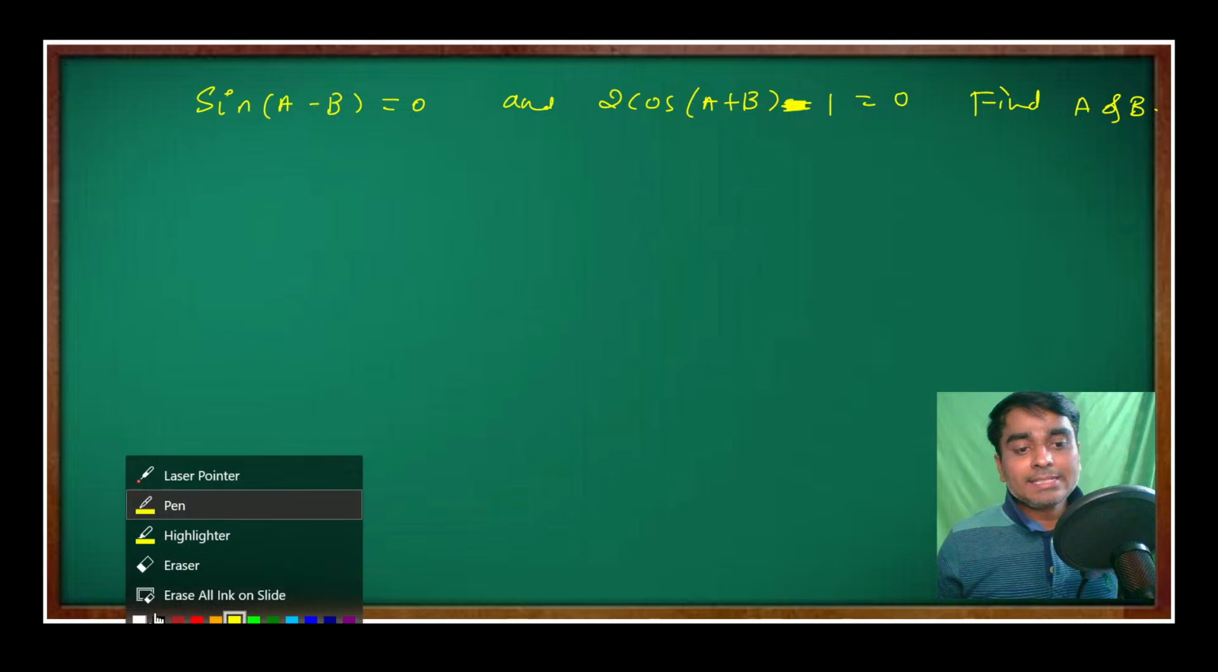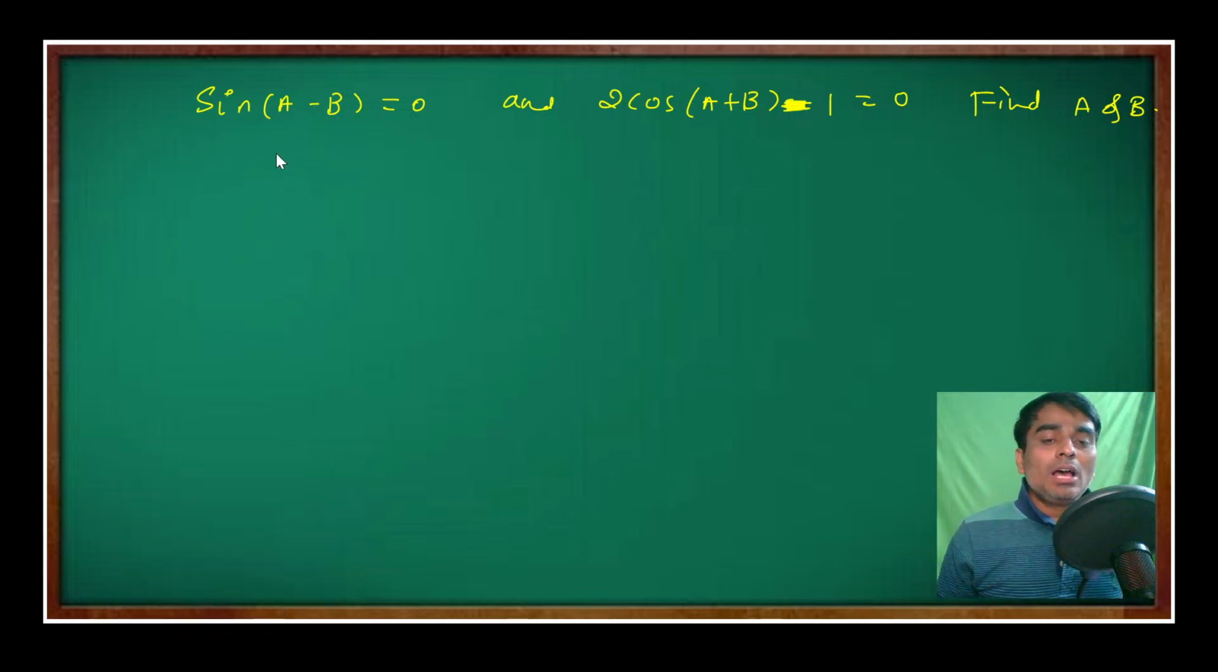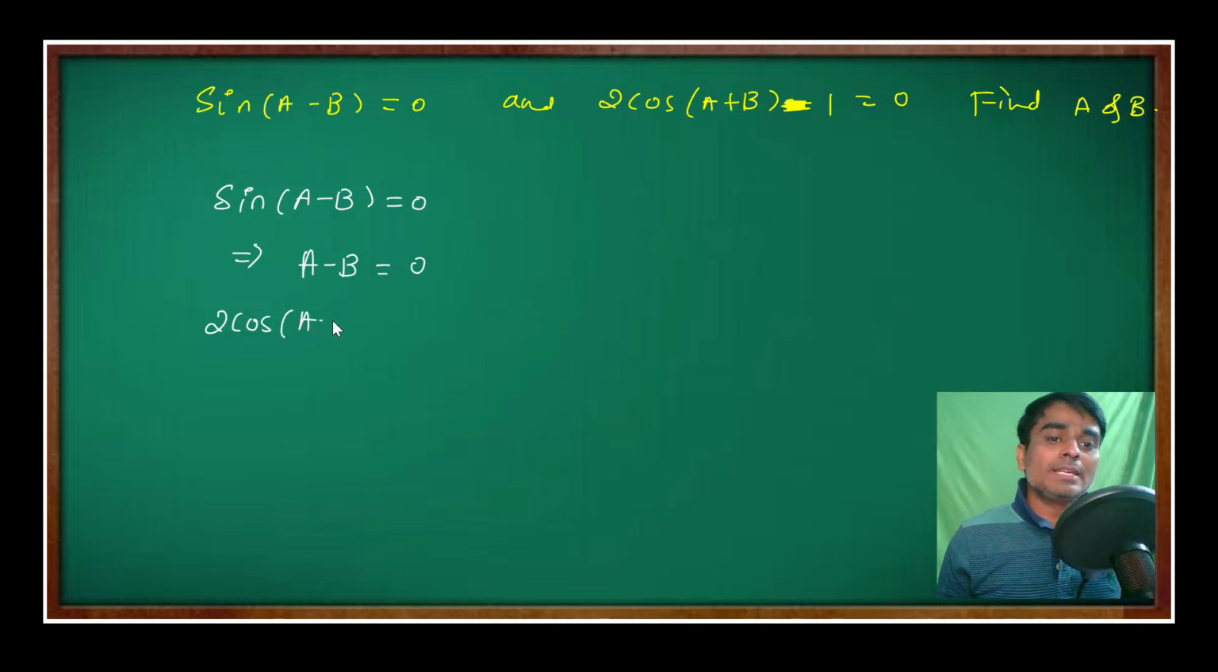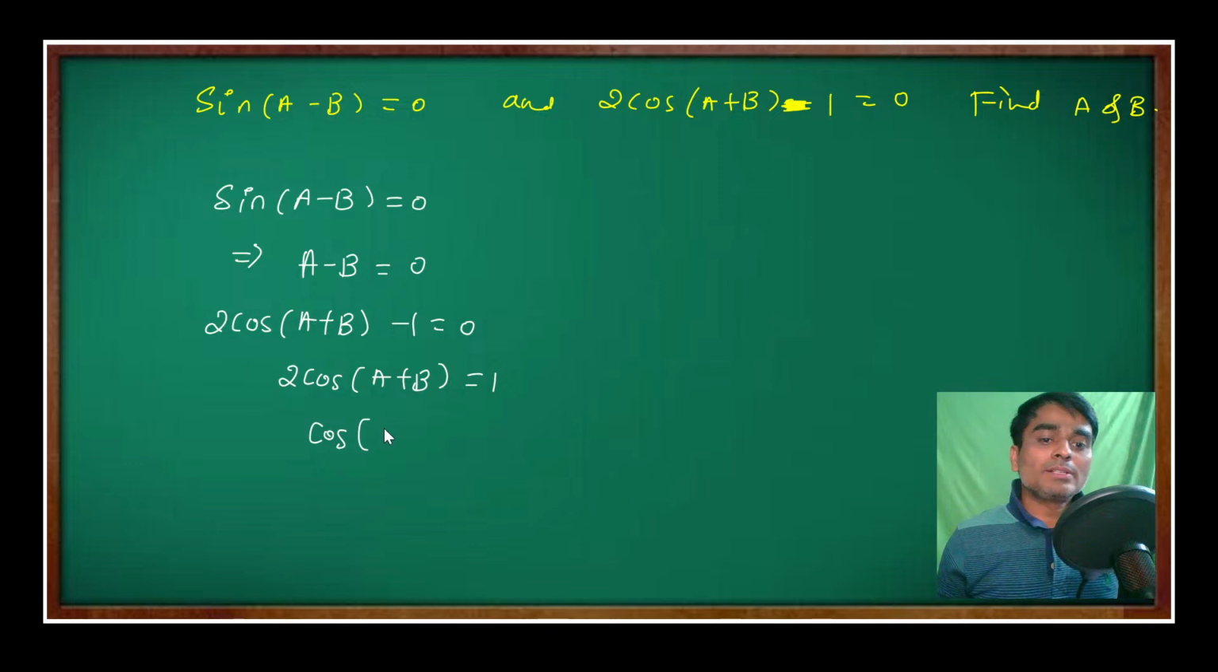If you have not seen such a question, then observe. Always write the given first. Sine of a minus b equal to 0, that means a minus b will be 0. Then 2 cos of a plus b minus 1 equal to 0, so 2 cos of a plus b equal to 1. Cos of a plus b equal to 1 by 2. Then a plus b equal to 60.